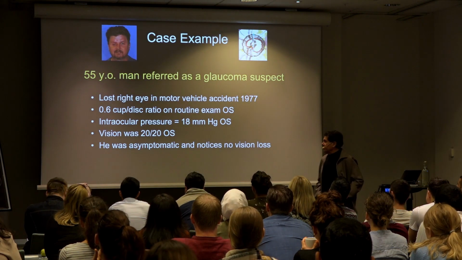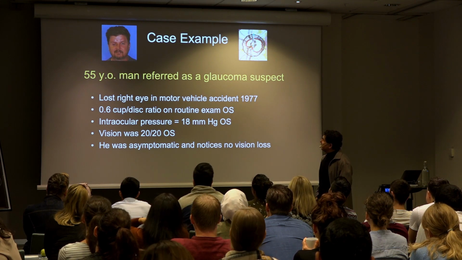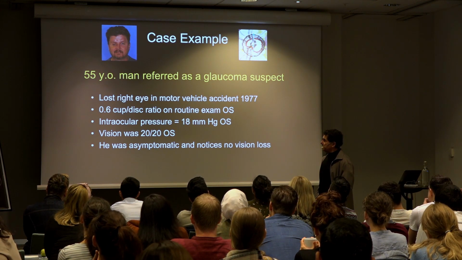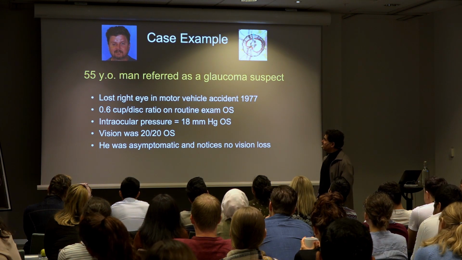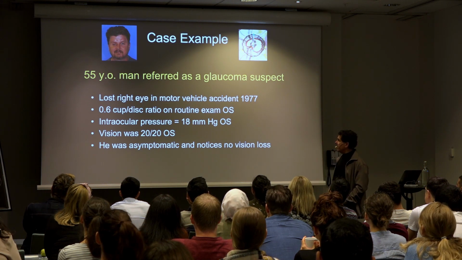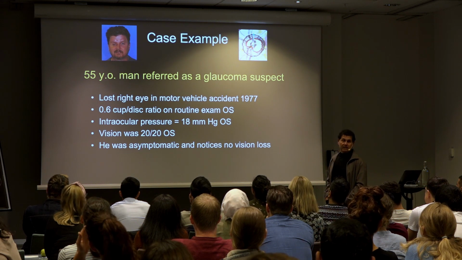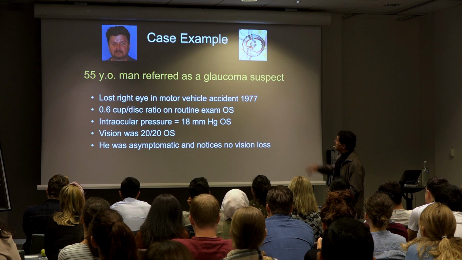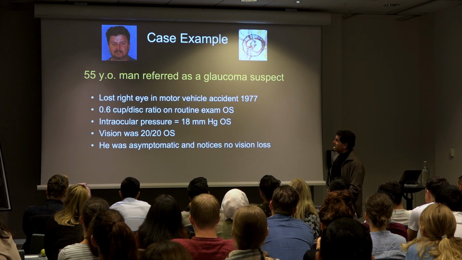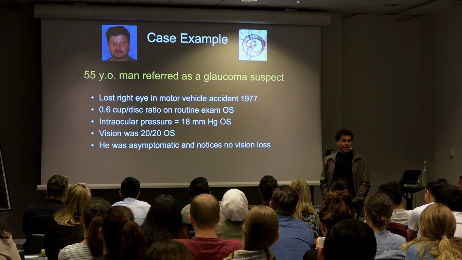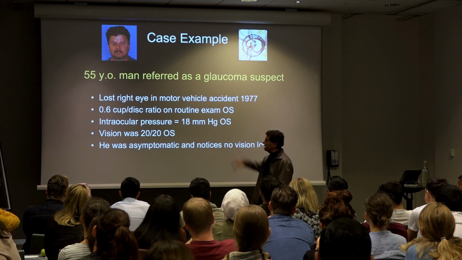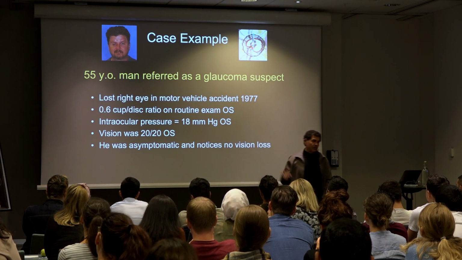So here's an interesting case I saw. It was a 55-year-old man. I work over at the Veterans Hospital too, besides the university. He was referred as a glaucoma suspect. The story is that he lost his right eye in a motor vehicle accident way back in 1977, so he only has the left eye. That's why there was a concern: the optometrist's OCT of the nerve showed some cupping, and with somebody with one eye, you're going to be more careful in picking up glaucoma. The pressure was in the normal range, but high end of normal. Vision was normal. He was not symptomatic at all.